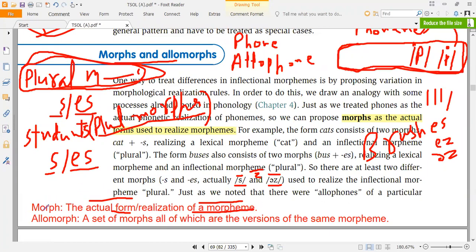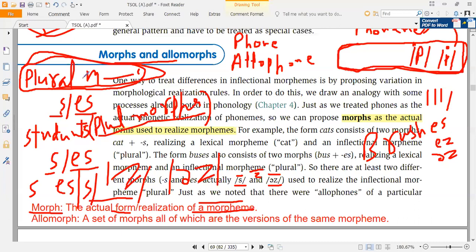So the actual form of a plural morpheme is called a morph. Now, for plural morphemes, how many morphs do we have? We have S and we have ES. In spoken language, we have s, z, and iz. These are the three morphs of the plural morpheme.